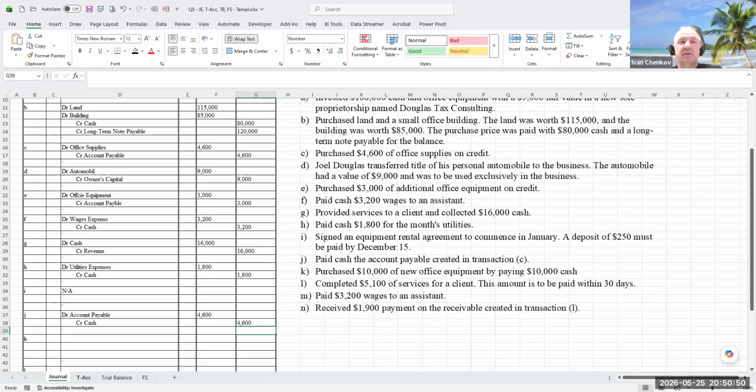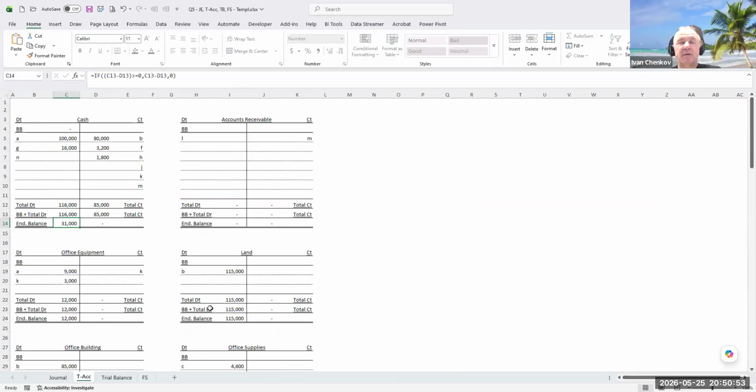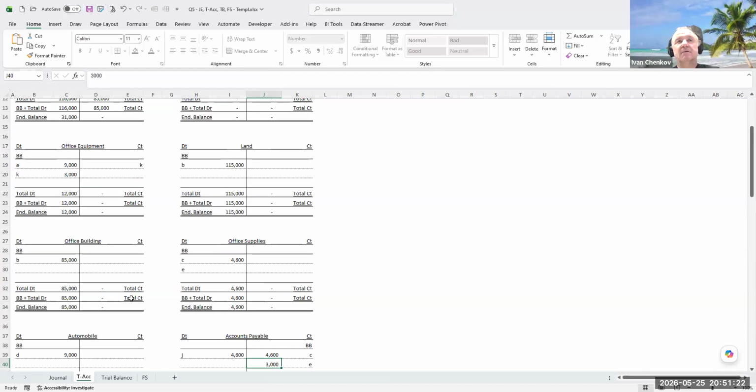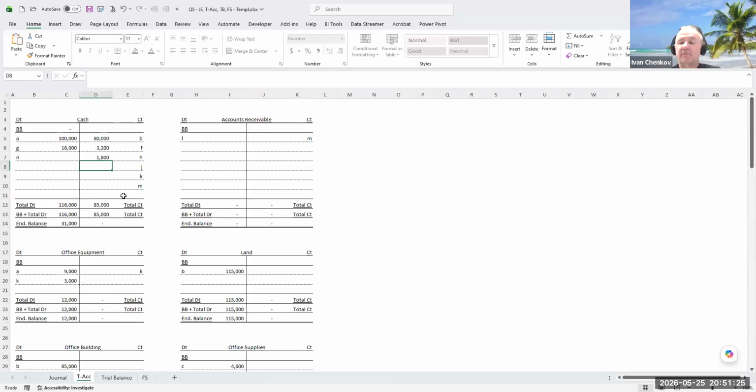Let's post this transaction. Now let's see what's going to happen with accounts payable. On the debit side, currently we have to pay $7,600. If I put 4,600, what we paid in C, you see my ending balance for accounts payable is only 3,000. And the 3,000 is the last purchase that I made, which we didn't pay. But now my cash is going down by the same amount, $4,600, to $26,400.